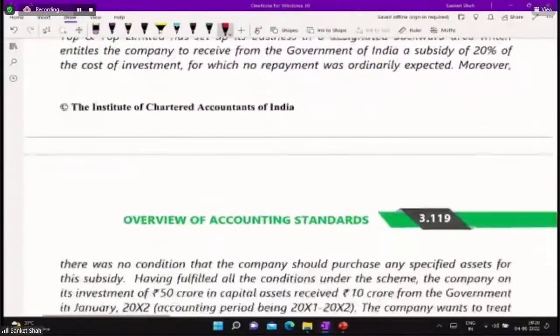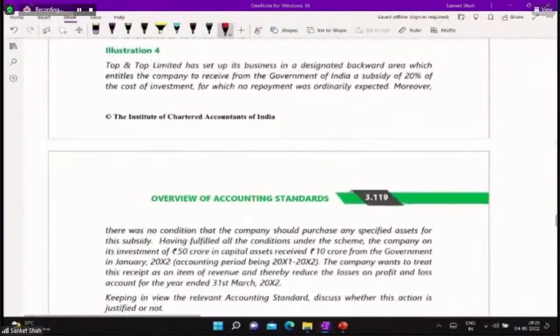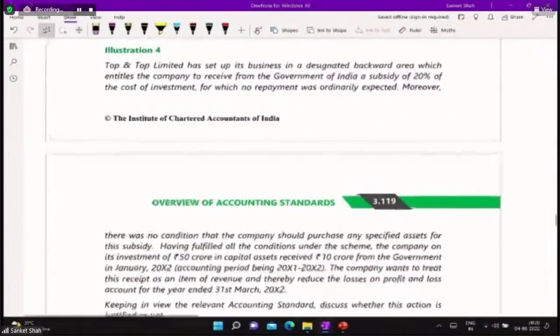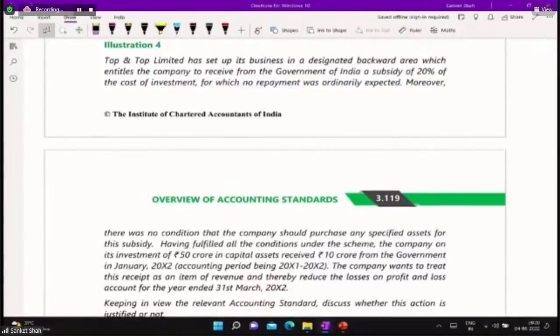Illustration 4. Chalo, illustration 4, Top and Top Limited. Tell me your suggestion for illustration 4. Give your suggestion for illustration 4 quickly. Illustration 4, I want the answer. Don't refer to your answer. Please read it carefully.